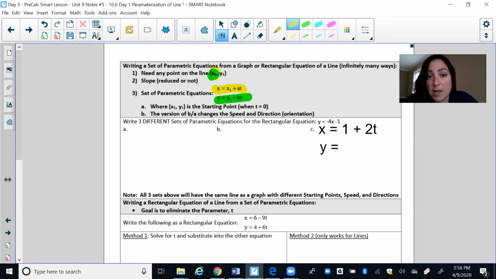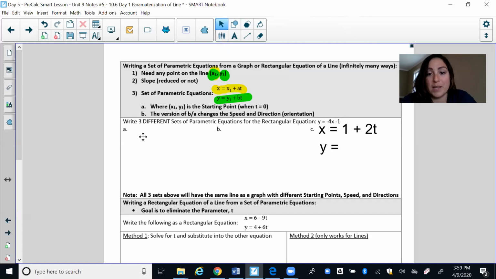So maybe I should change that to yellow. X is starting there, and then a will refer to our change over time, meaning our x component of our slope, or our change in x, or our run. And then if we're looking at the y component, same thing, where does y start and how does y change? So what's our y coordinate of our point and what's our y component of our slope? So let's look at this equation, y equals -4x minus 1, and let's create a parametric equation for it.